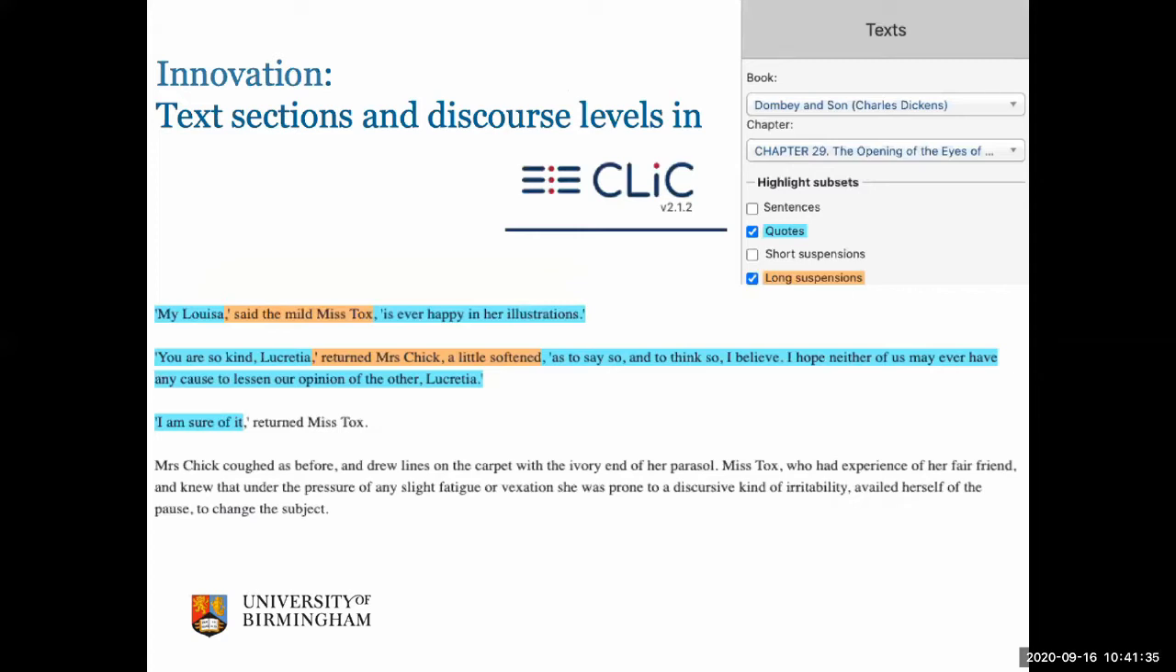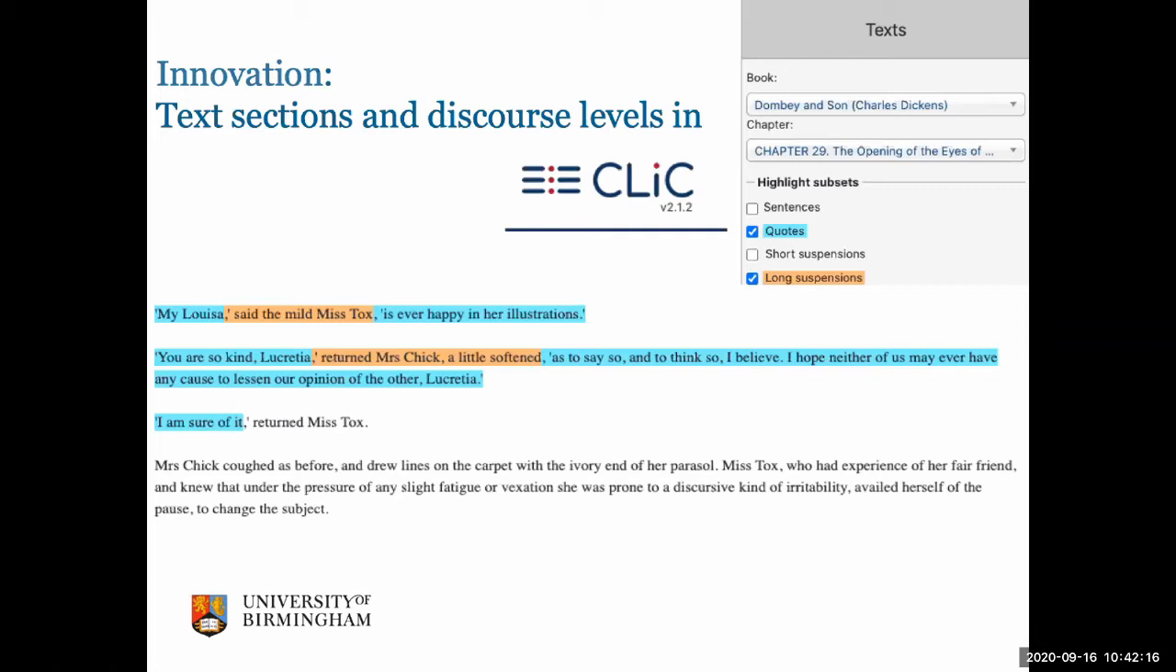What is specific to CLiC compared to other standard corpus tools is that we've approached texts in quite an innovative way. So you can't just search text as a whole, but we also separate out different sections to study different discourse levels. So here what is highlighted in this light blue is everything that is within quotation marks. So that helps us to study the dialogue between fictional characters. We also then are able to study everything that is not within quotation marks. So that gives us a view on the narration.